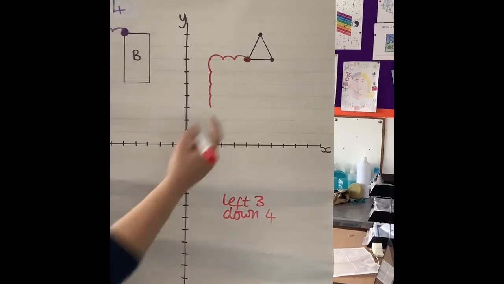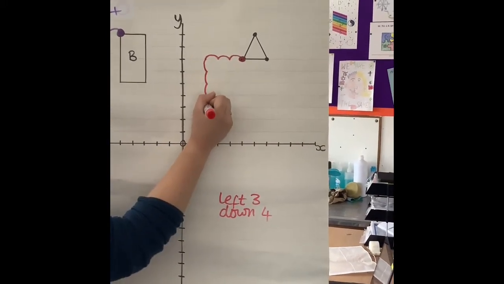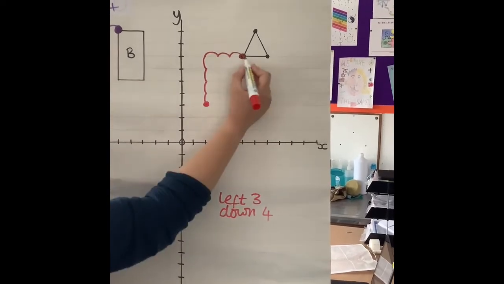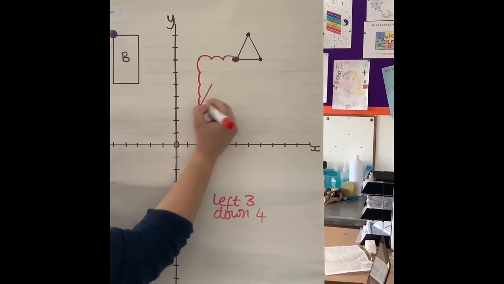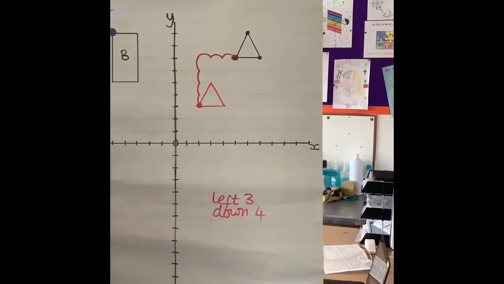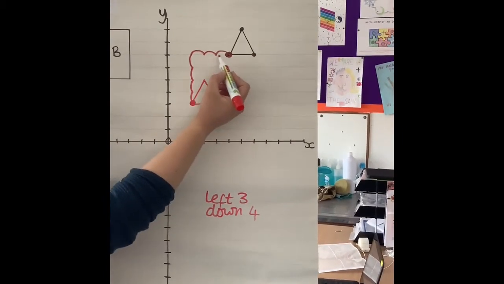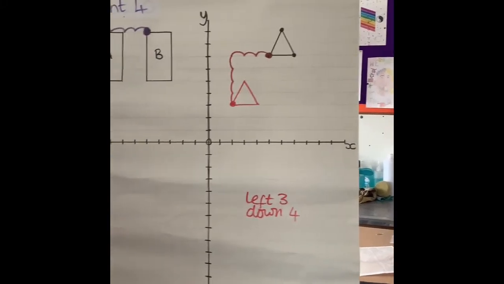Now that is this point's new position. Now I know the shape, so I can actually draw it in. I know that it's 2 along and 2 up. If you wanted to check though, you could always translate one of the other points and check it ends up in the same location. But that is it.